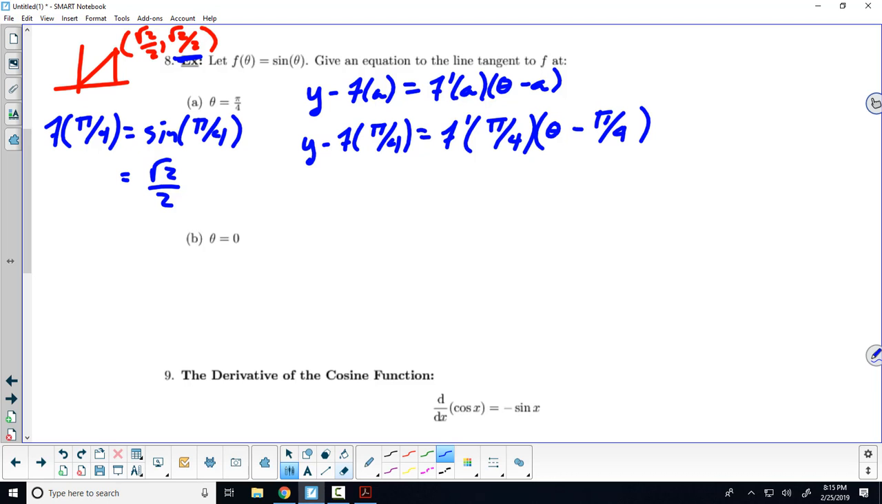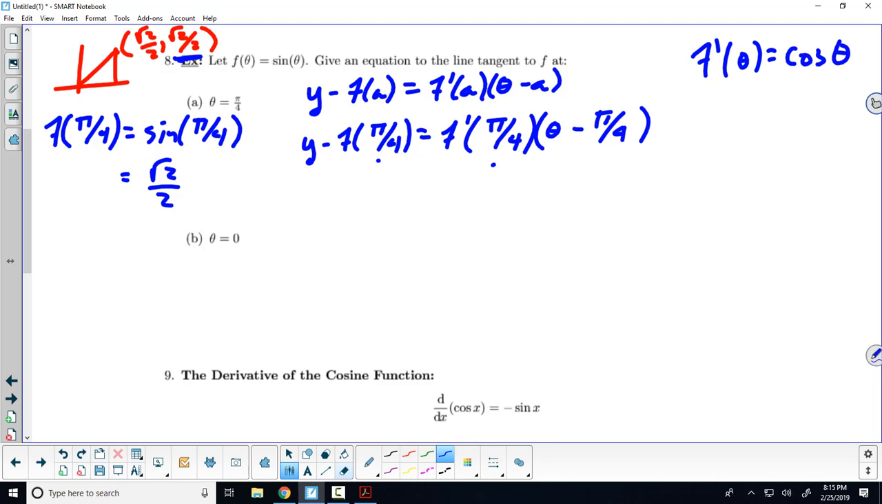Okay, now what do we need? Well, we found f of pi over 4, so that step's done right here. Now we need to find f prime of pi over 4. So what is f prime of theta? It's the cosine of theta.